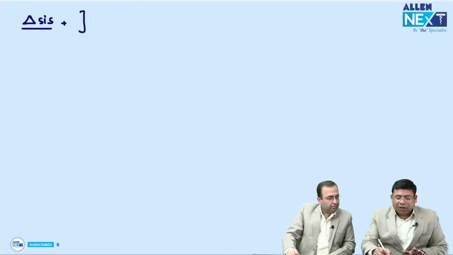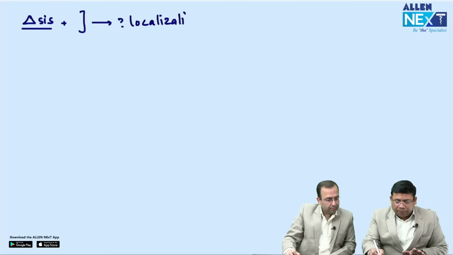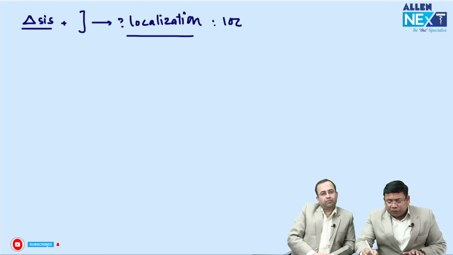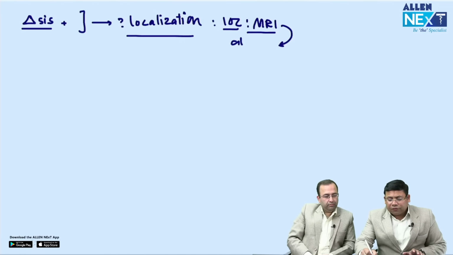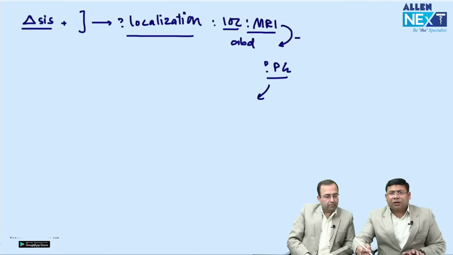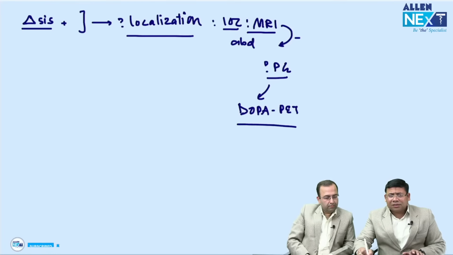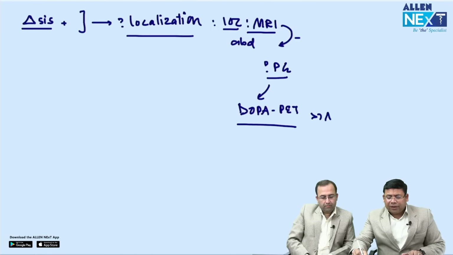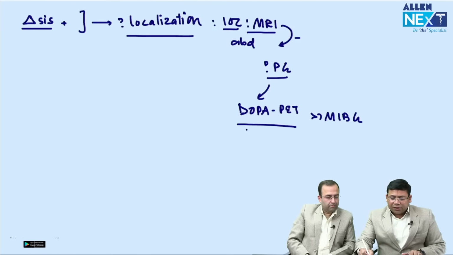Now what to do? Now next you have to locate. So for localization, whether it is FEO versus paraganglioma, the investigation of choice is MRI. Suppose MRI abdomen is negative, that means you are dealing with paraganglioma, and for that you have to go for a DOPA PET scan. Nowadays the DOTATATE scan is also there. So DOPA PET scan is far better than MIBG.